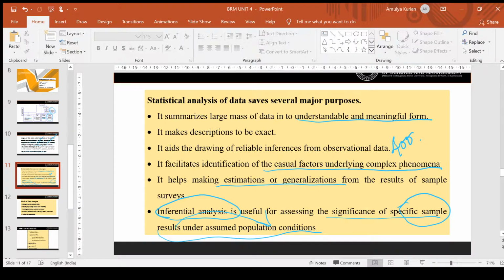So the major purposes are to make it understandable and meaningful, description should be exact, to infer reliable information, to identify the factors underlying complex phenomena, to make estimations or generalization, and the last one, in order to generalize something. So from a sample you are generalizing some phenomena or some activities to the whole population. So these are the purposes of data analysis.